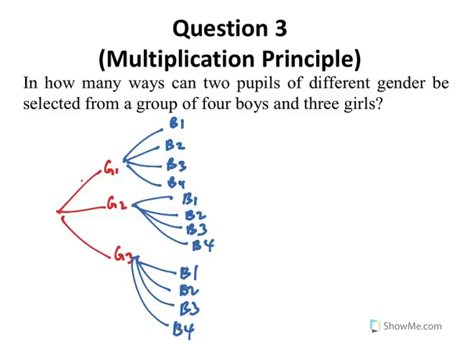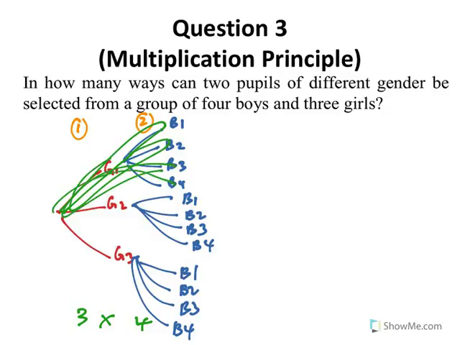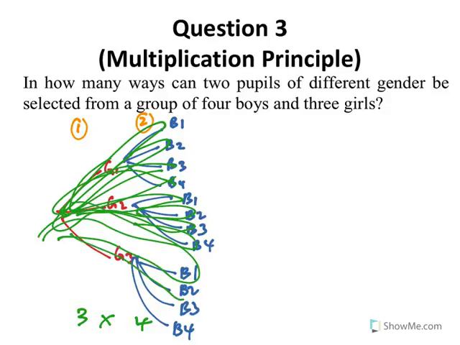Can you see how this is stage 1, and this is stage 2. Stage 1, I can choose a girl in 3 ways. Stage 2, I can choose a boy in 4 ways. And the total number of possibilities? Total of 3 times 4. Why 3 times 4? Very simple, you can see 1, 2, 3, 4, 5, 6, 7, 8, 9, 10, 11, 12. So 3 times 4.